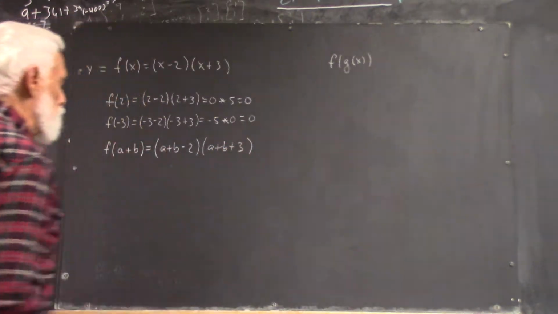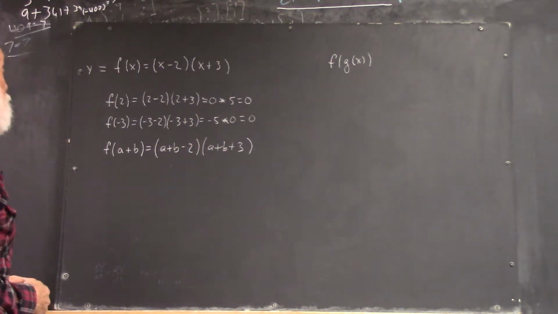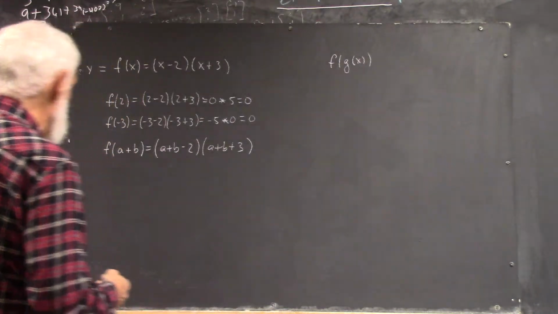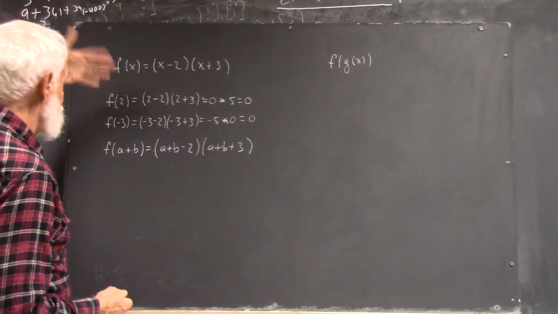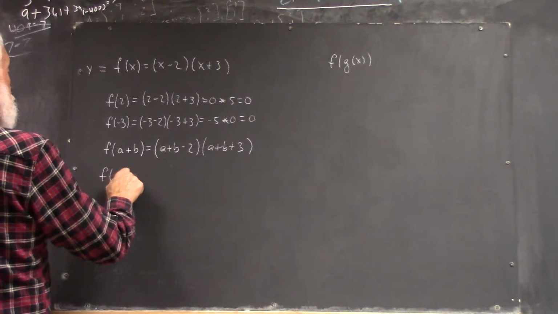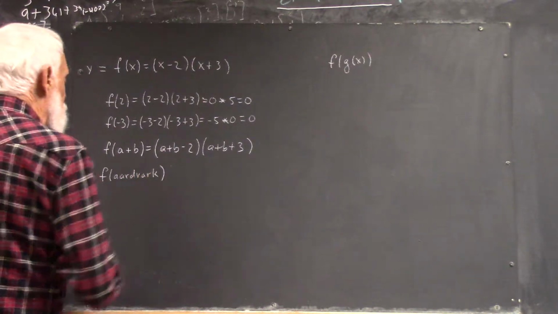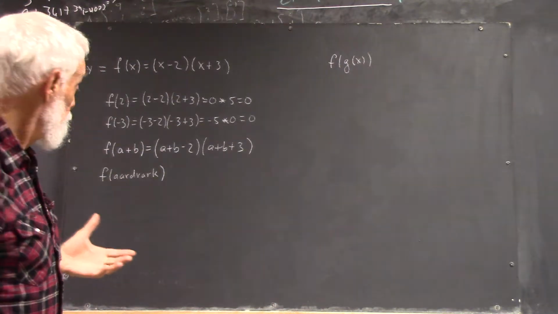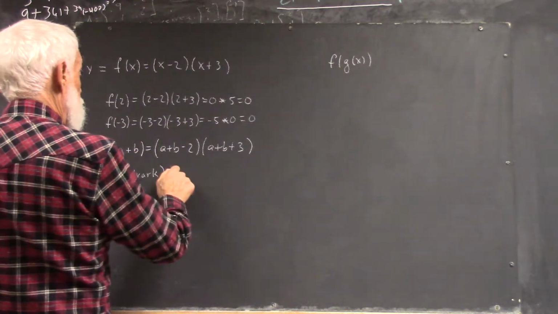Now that kind of begs the question why we would want to substitute a plus b, but that's a legitimate question. I don't know why we would do that. I mean, actually I kind of do. So, what's f of aardvark? One of my favorites. I really don't know why we would plug aardvark into this function, but if we did, we would have to follow the rule. x is replaced by aardvark.